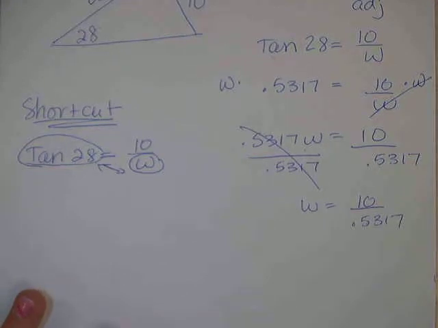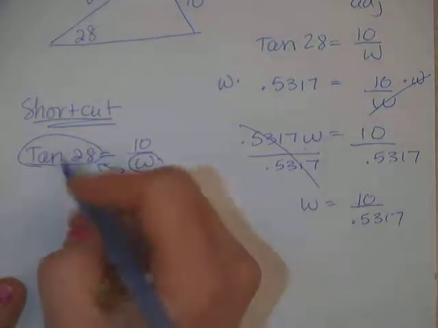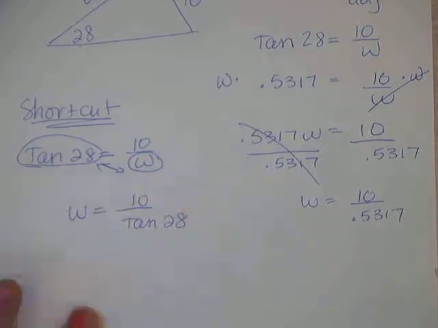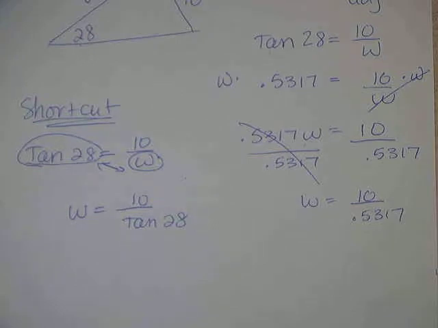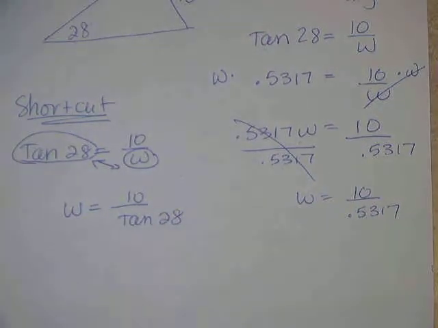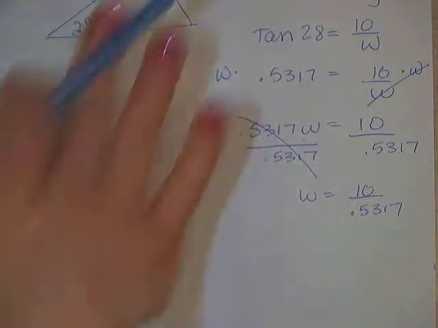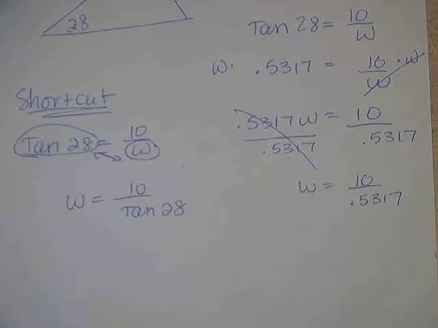Yes? Why don't you actually divide them? Yep. So W is 10 divided by the tangent of 28. That's the shortcut. This is why it works. I don't want to just give you shortcuts and have you doing something you think has no reason. But if you understand why the shortcut is, you can switch those. That's what ends up happening after all this work.